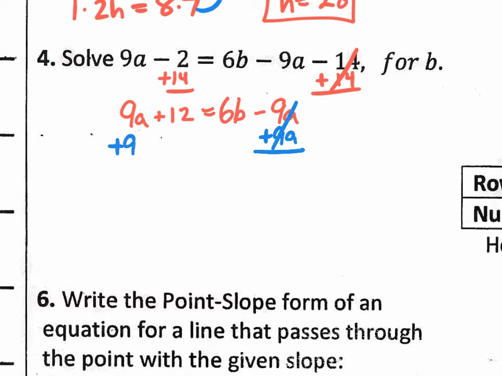Add 9a. Does that cancel out on the left side? No. 9a plus 9a is how much? 18 of those a's. 9 apples plus 9 apples is 18 apples. Let's bring down the plus 12. Bring down the equal sign, the 6, and the b. It's almost done. What do I need to do for my final step? It says 6 times b. I need to get rid of that multiplication of 6. How do you get rid of a multiplication of 6? Dividing by 6.